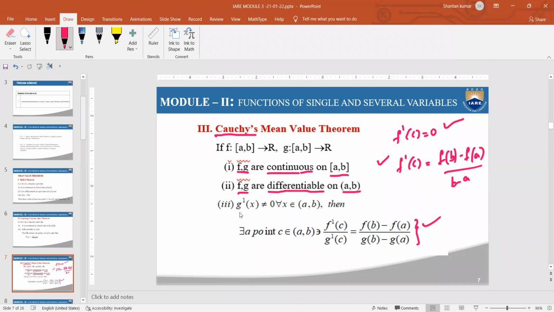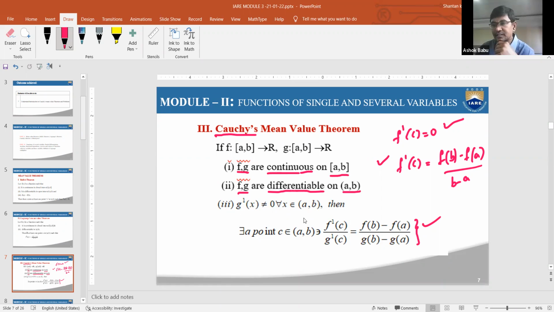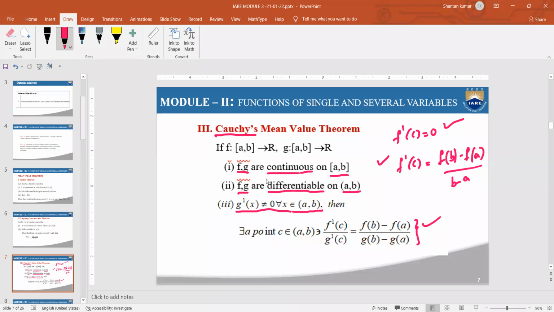Sir, voice is breaking, sir. The g'(x) is not equal to 0, wherever x lies in between. Voice is breaking, but here this side is okay, maybe a network problem only. I think it's okay. Oh, it's okay, sir. Now it's okay.